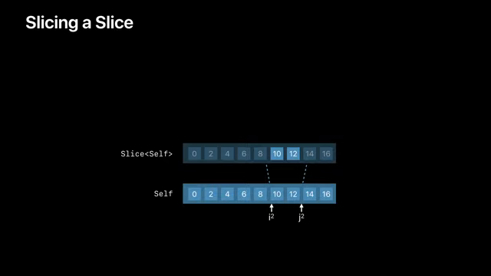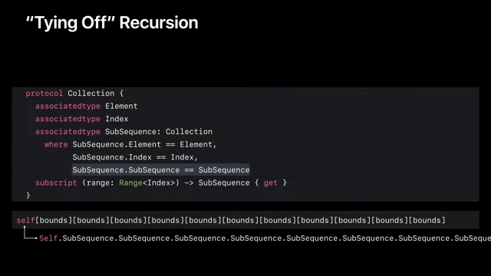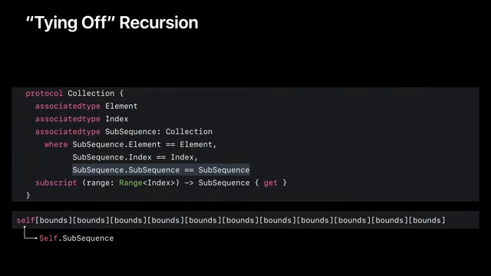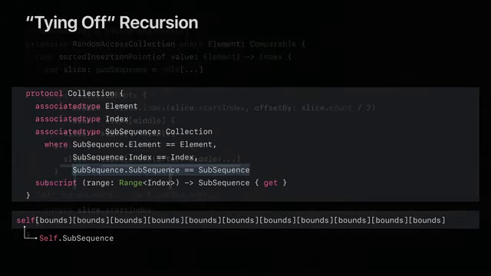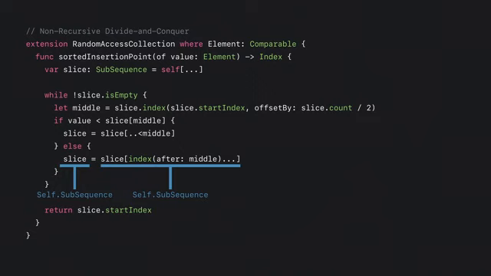and it's completely reasonable to expect that all subsequence types behave in this way. So let's model it as an explicit part of the collection's protocol requirements. So here, we're saying that the subsequence of a subsequence is the same type as the subsequence. In other words, when you slice a slice, you get back the same slice. This makes our non-recursive divide and conquer algorithm work and simplifies the use of the collection protocol. There's no more need to reason about an infinite tower of types.